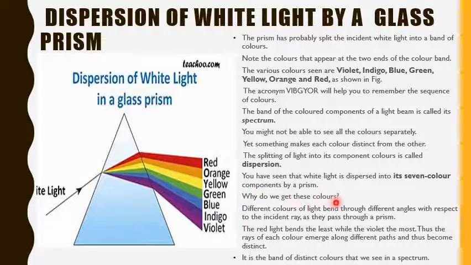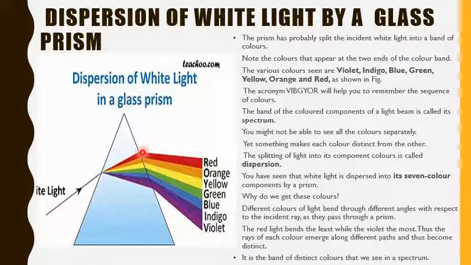Why do we get these colors? Why are we getting these colors? Different colors of light bend through different angles with respect to the incident ray as they pass through the prism. The different colors will bend through a different angle, means red will bend this much, orange a little more, yellow a little more than orange, then green a little more than all the above, like that. The red light bends the least while the violet bends the most.